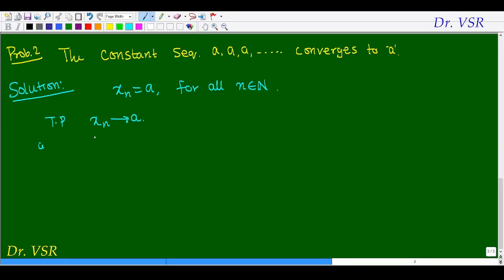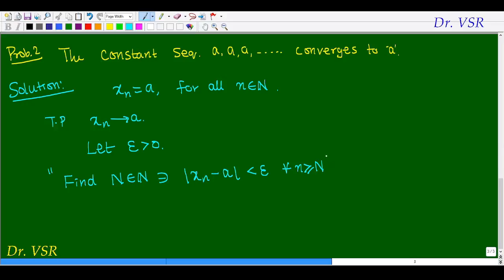To say this, what are we going to do? Let epsilon be positive. So first, let epsilon be positive. Now what do we need to find? Find a natural number N belongs to the natural numbers such that modulus of x_n minus a is less than epsilon for every n greater than or equal to N. So we need to find such an N, and again it comes back to rough work.